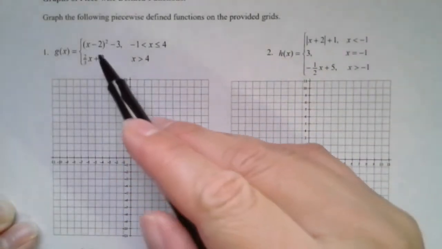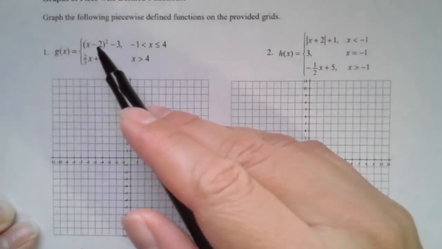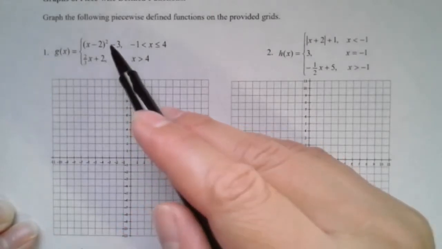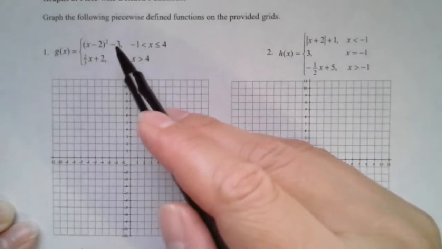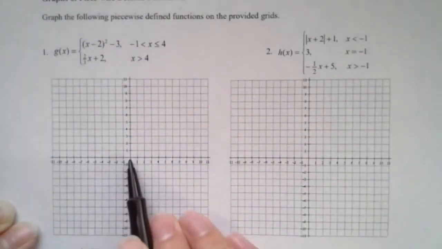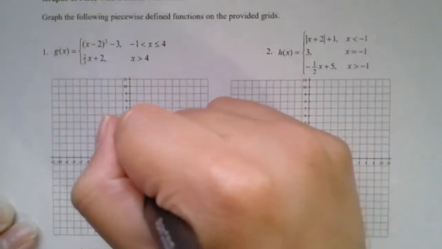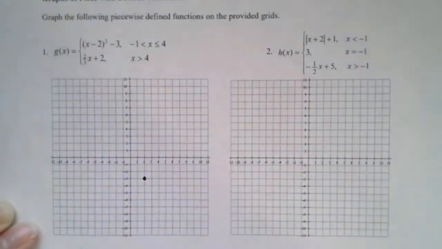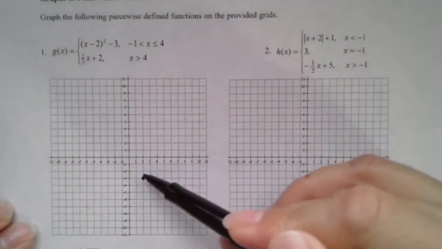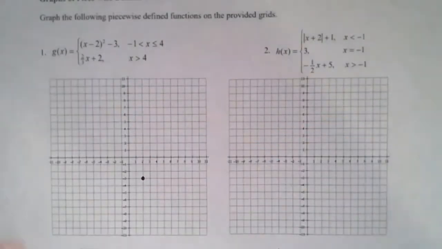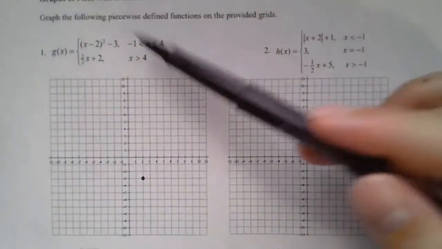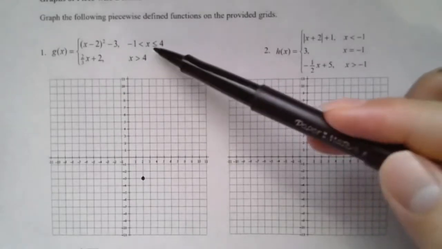This is x minus 2, so it's a shift towards the right 2 and then down 3. So if my vertex was here, I shift to the right 2 and then down 3. So here's where my new vertex is. Now I know my parabola is going to open this way. What you can do next is evaluate these endpoints, so that you know exactly how much of the graph you need.